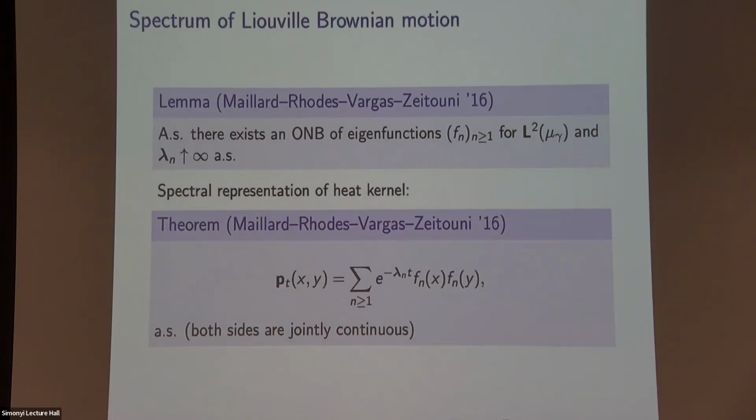So just like in the usual case, you can expand your heat kernel in an orthonormal basis of eigenfunctions, and it takes the form that is always true. This is true for Markov chains, and it's true here. Both sides are jointly continuous in t, x, and y. I think this is actually how they prove the continuity, using this expansion.